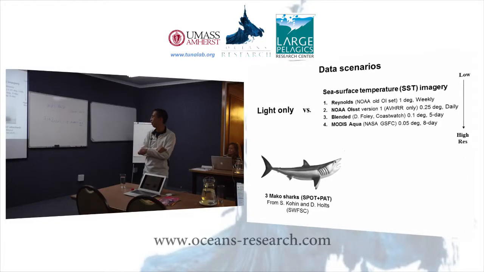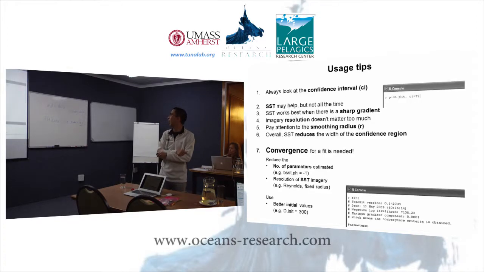So that's the example data set actually used in the paper to show, okay, given these scenarios, how do they change things around? The same tips that you'll be working with for KFTrack or UKF are the same. When you do SST, it works best when you have a sharp gradient. They can help, but maybe not all the time. And overall, it does reduce the width of the confidence region when you start putting SST in.